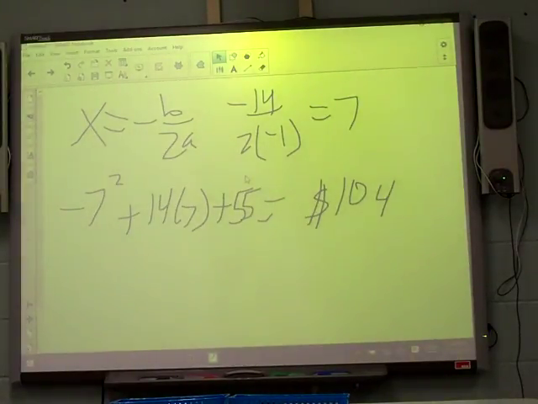Divide that. Tell me his profit per hot dog. What's 104 divided by 7? Come on, Caleb. So he's making almost, clearing $15 a hot dog.